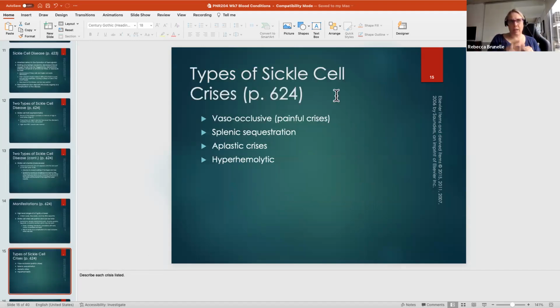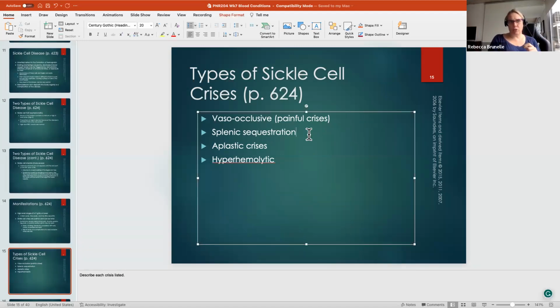So there are 4 different categories of sickle cell crises. The vaso-occlusive, that's where they form those clots and it's very painful. Splenic sequestration: there are a lot of blood vessels in your spleen, and if you get a bunch of clots in there, then the spleen doesn't function normally. So it can cause a crisis in the sense that your spleen's not able to work, not able to help you fight infections. Aplastic crisis refers to problems with your bone marrow.